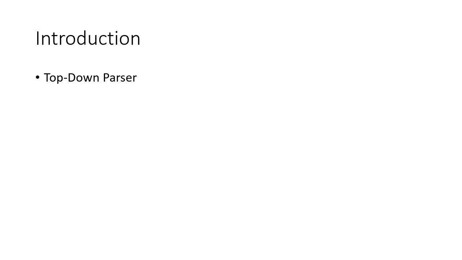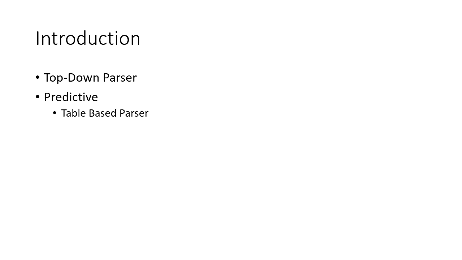LL1 parsing is a type of top-down parser, and it is predictive. Predictive means we look at the next input symbol and then we predict which production rule is to be used. And for this, we use a table. That's why predictive parsing is a table-based parsing.